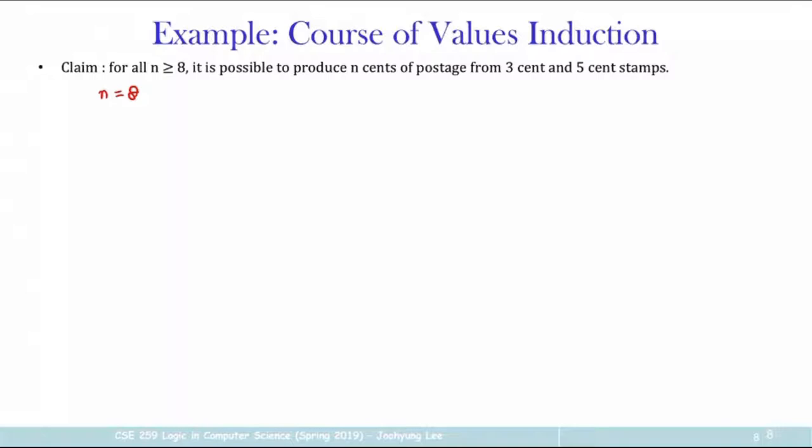Five-cent stamps. So that is 8. So we can create 8-cent postage. That's good. What about n equals 9? How do we create 9-cent postage? 3 plus 3 plus 3. Okay. So that seems to be working.